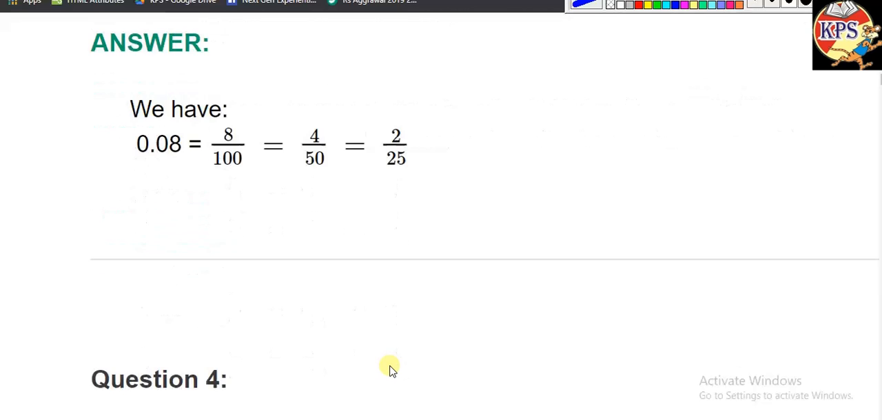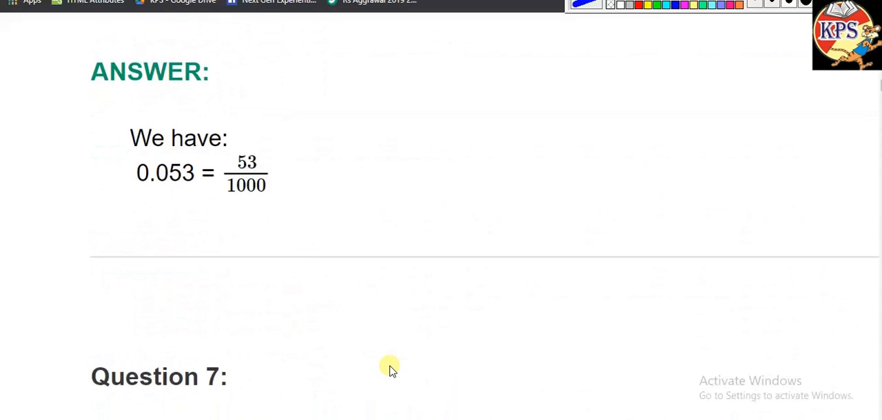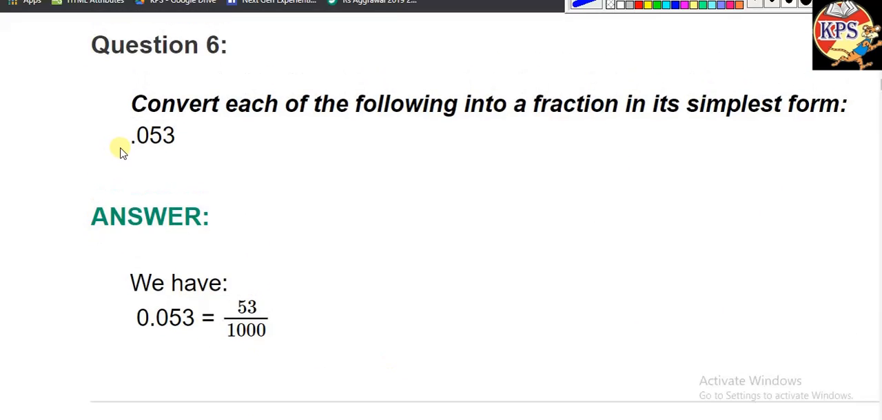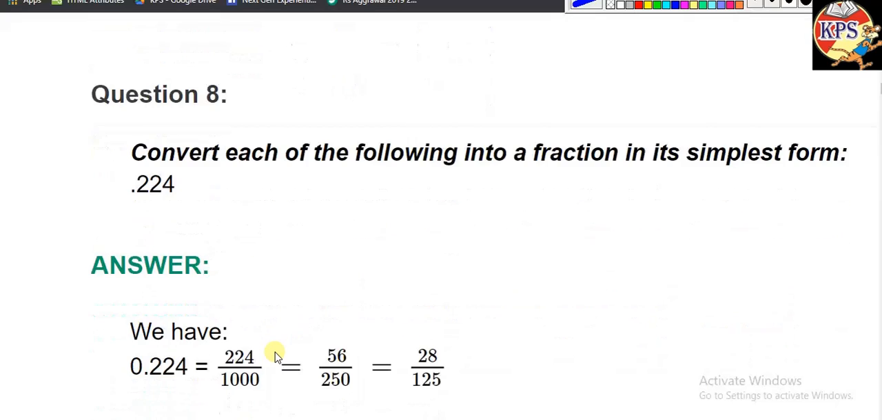So this is how you will solve this question. Rest of all the questions are the same. So I hope you can solve these questions. Here 0.053 is given, so because after the point three numbers are given, you have to write it 53 upon 1000. So you can solve this question.